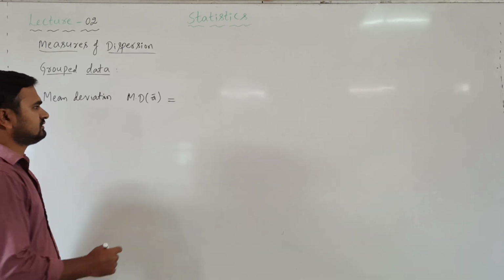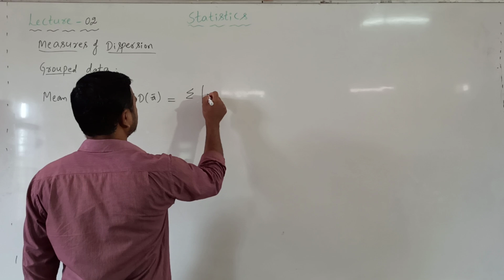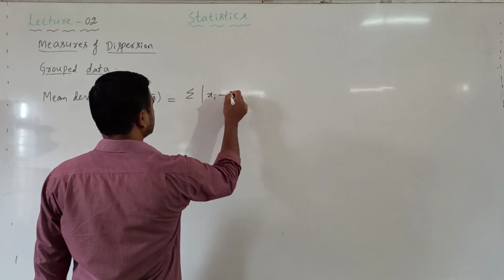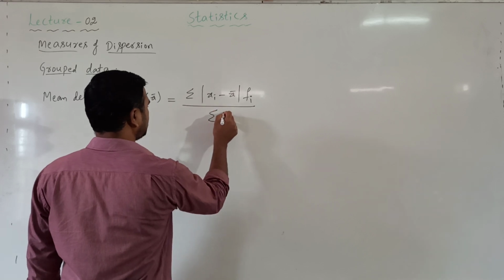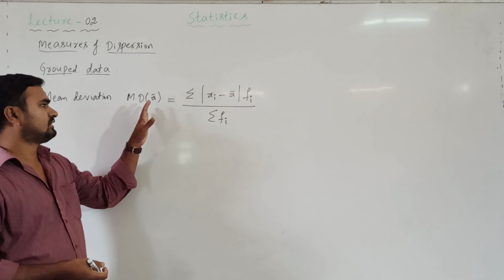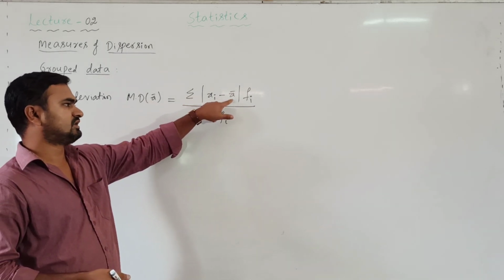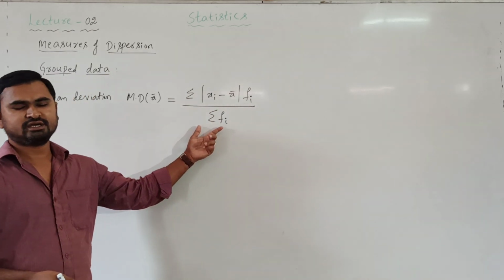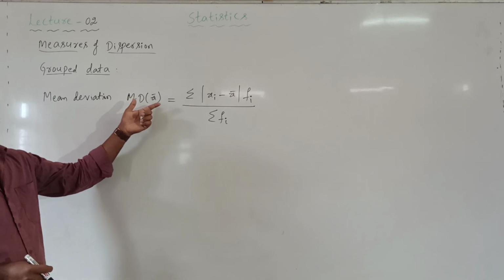It is given by the formula sigma modulus of xi minus x bar into fi divided by sigma fi. So mean deviation about the mean, the formula is sigma modulus of xi minus x bar into fi divided by sigma fi.